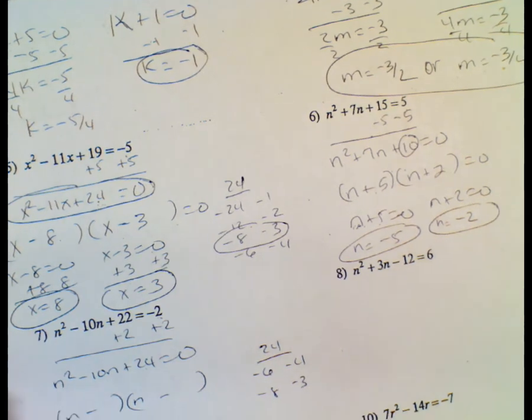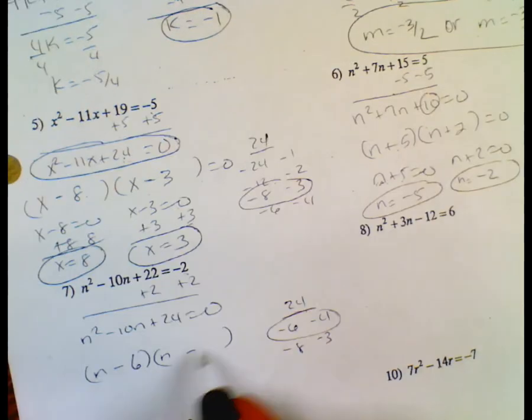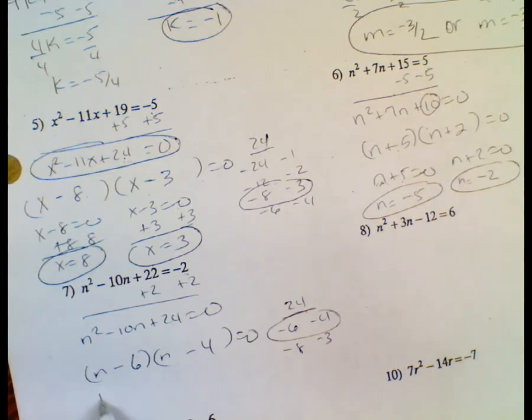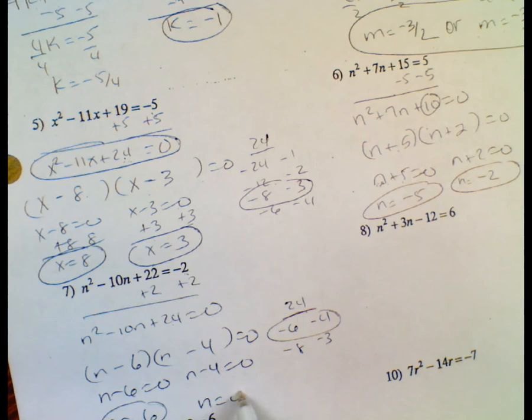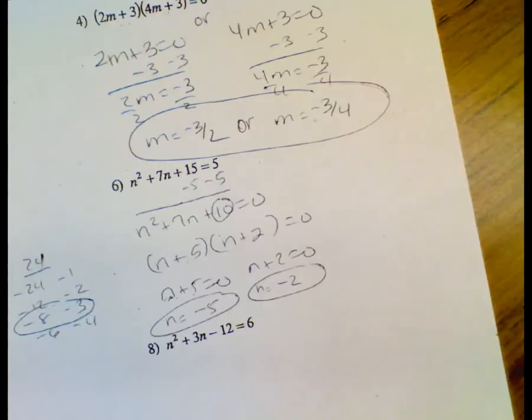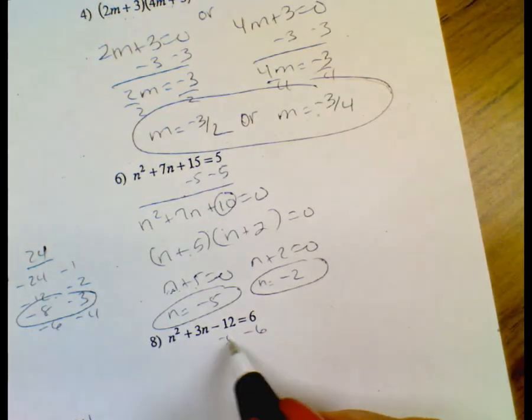These would be the only ones even close to it, but those definitely add up to negative 10, so we're going to put in a 6 and a 4 here. So n minus 6 equals 0, n minus 4 equals 0, so n equals 6, and n equals 4 if you add 6 to both sides and add 4 to both sides. 6 and 4. So let's set this one equal to 0. Let's subtract 6.